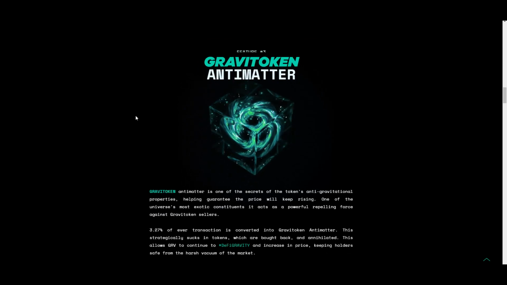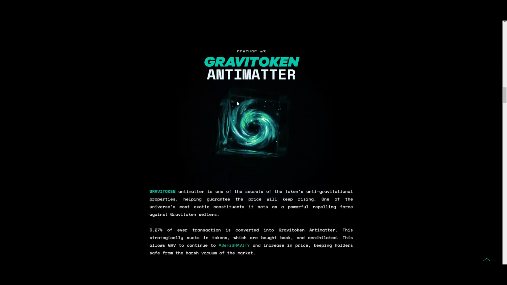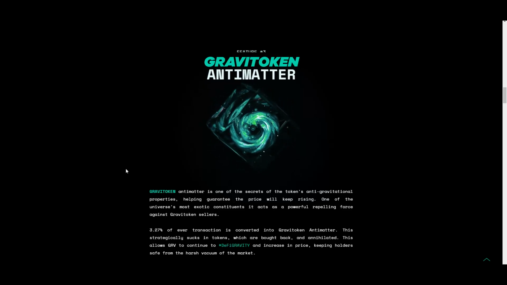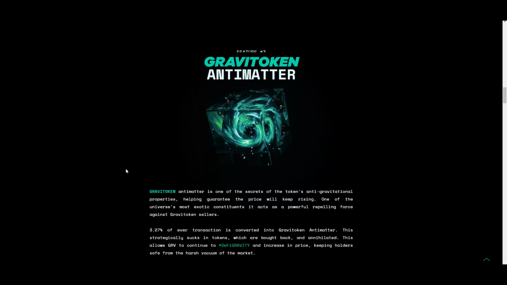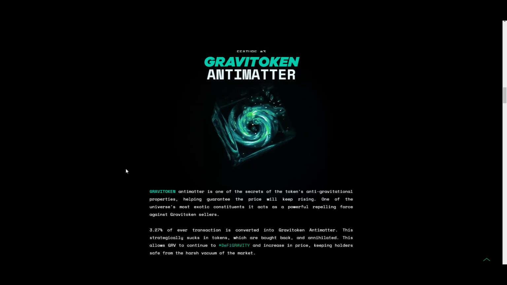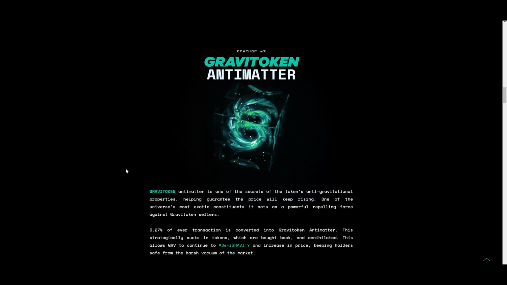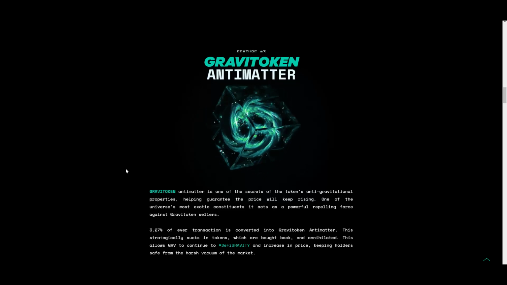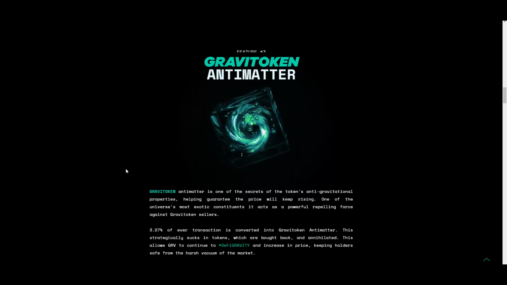Then we have feature number three, which is the antimatter. By the way, this looks so sick. They did good homework on the website design, I have to say that. GraviToken antimatter is one of the secrets of the token's anti-gravitational properties, helping guarantee the price will keep rising. One of the universe's most exotic constituents, it acts as a powerful repelling force against GraviToken sellers.